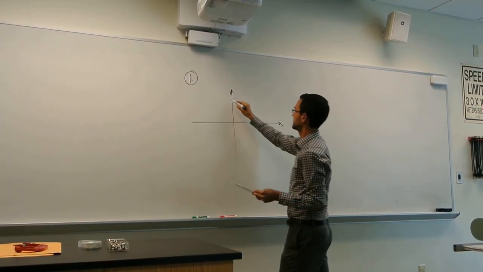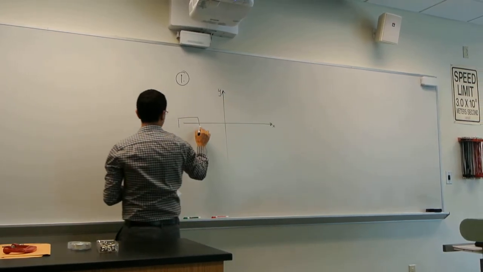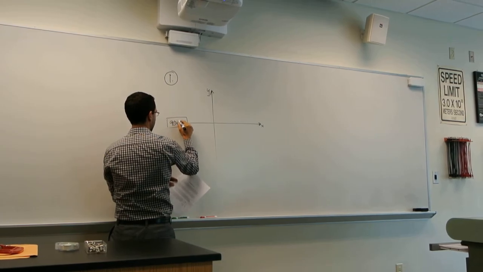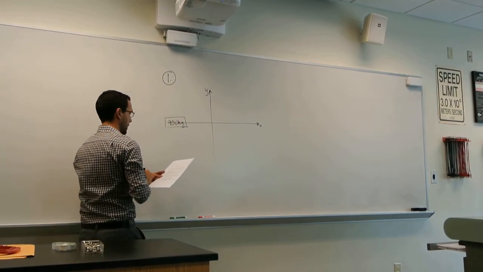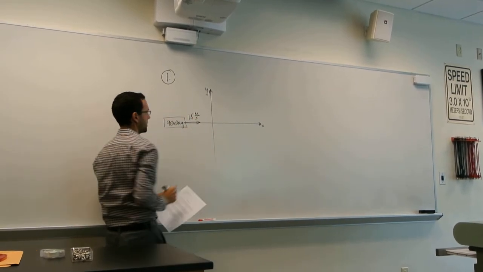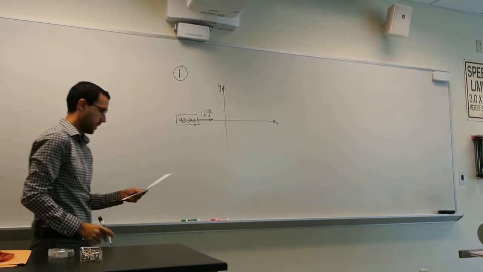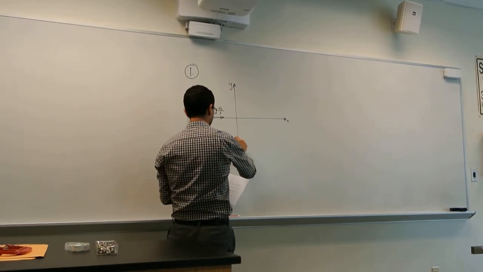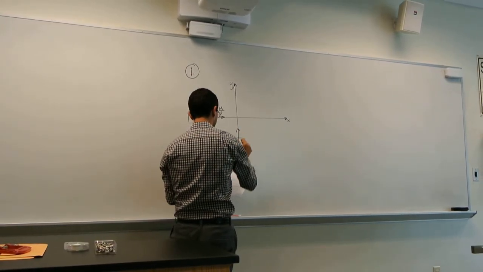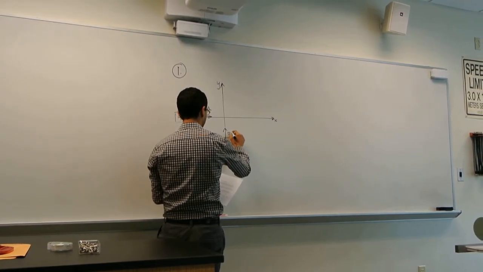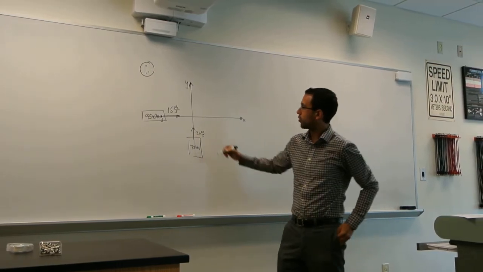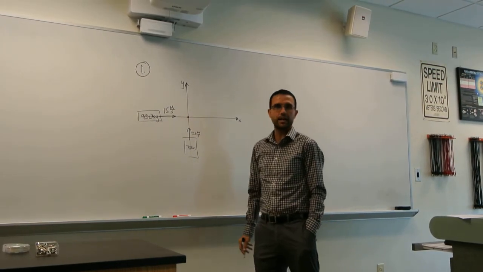So I've got an XY coordinate system. And I've got a car with a mass of 900 kilograms, traveling east at a speed of 15 meters per second. Then I've got another car that has a mass of 750 kilograms traveling north at 20 meters per second. Okay. And they're on a collision course. They're going to collide at the intersection.